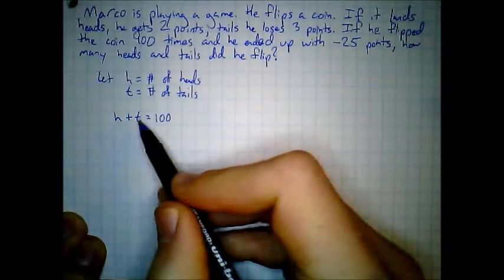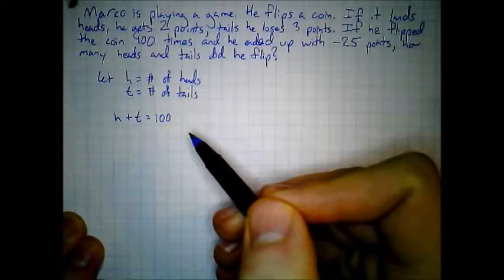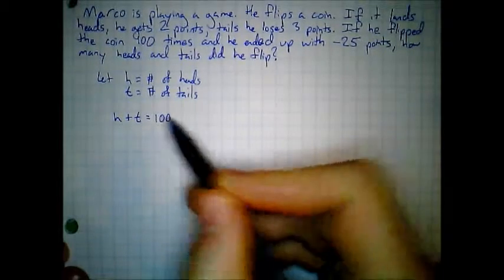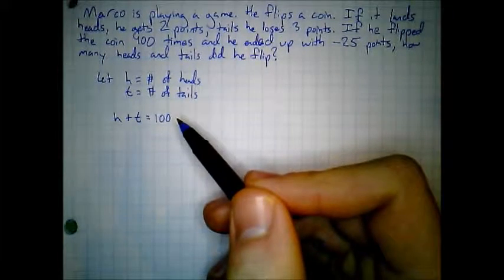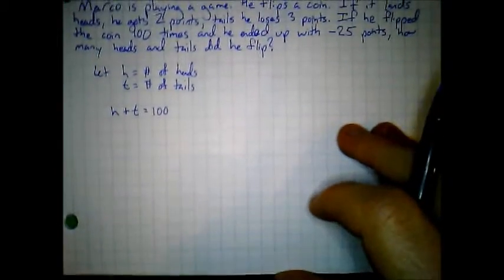So we just have heads plus tails. The number of heads plus the number of tails equals our 100 total flips. Again, it's a very simple idea, so that's why it turns into a very simple equation. So let's look at what else this problem gives us.